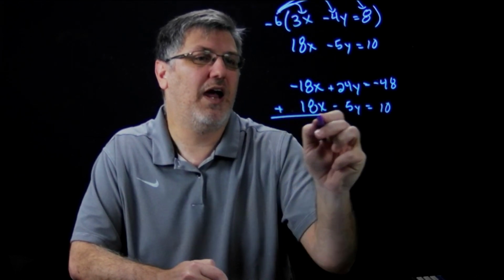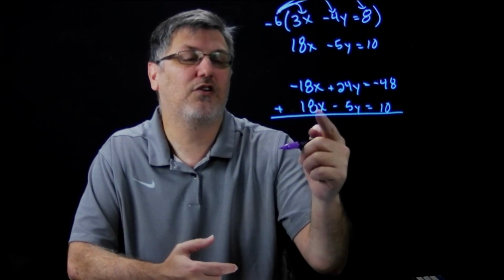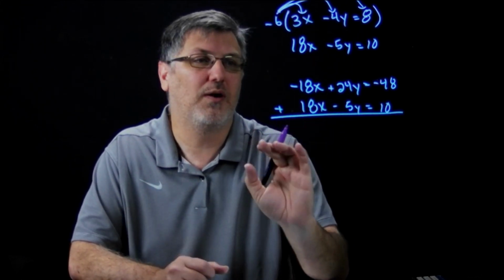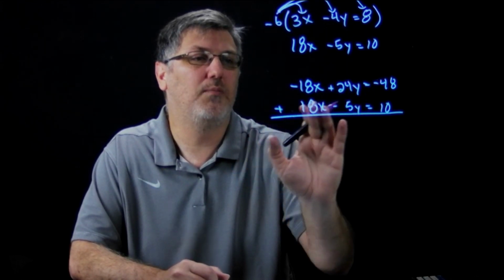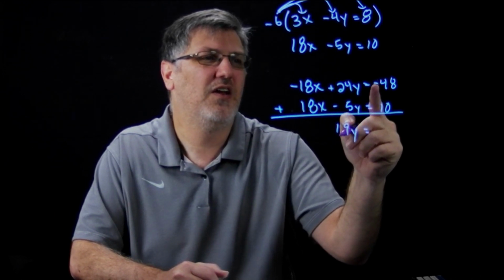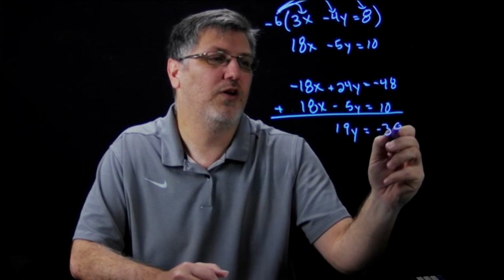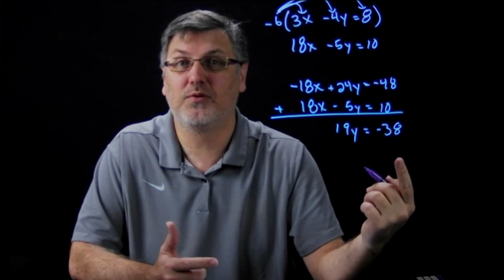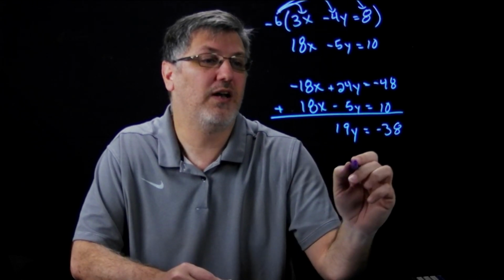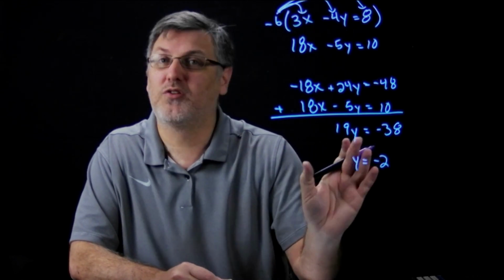Now I'm just going to add these equations together. That's part of the elimination. Well, negative 18x plus 18x is 0, so I don't need to write that. 24y plus a negative 5y gives me 19y. And then negative 48 plus 10 gives me a negative 38. Now, from here, I can just simply solve for y by dividing both sides by 19, and I get y equals negative 2. Now I know what the y value is.